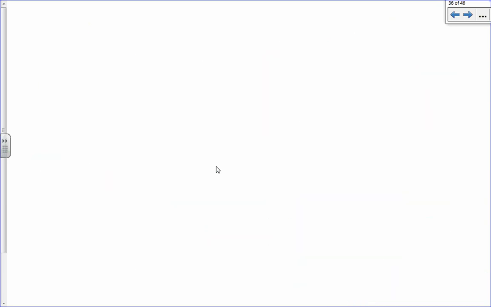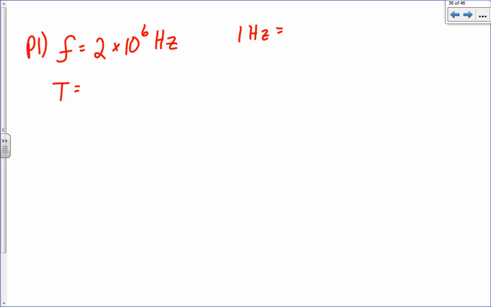Problem number 1. What is the time required for one complete vibration of a source that operates at a frequency of 2 megahertz? So my frequency is 2 megahertz. That's 2 times 10 to the 6 hertz. And I just want to know the time for one complete vibration. Remember, a hertz is equal to 1 inverse second. And so my period is just 1 over the frequency. I can see that from the units. So that's just 1 over 2 times 10 to the 6 hertz.